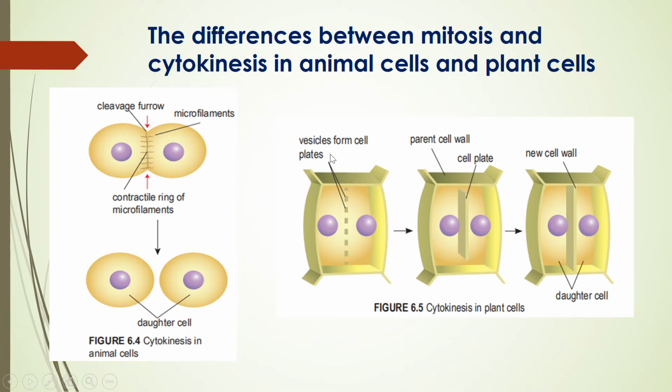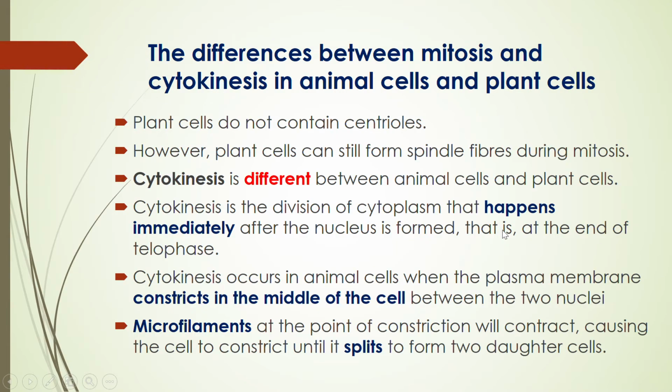But in plant cells, you don't see a dented region like this. Instead, a cell plate is being formed. It starts with the vesicles forming the cell plate. Okay, so this is the explanation. Plant cells do not contain centrioles. In plant cells, centrioles are absent. However, plant cells can still form spindle fibers during mitosis, because the spindle fibers are needed to pull or attract the chromosomes to the opposite poles.